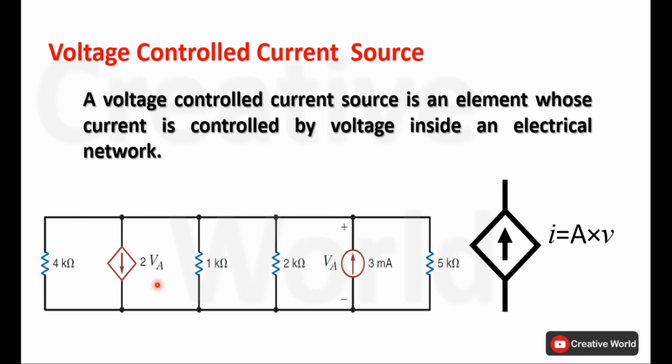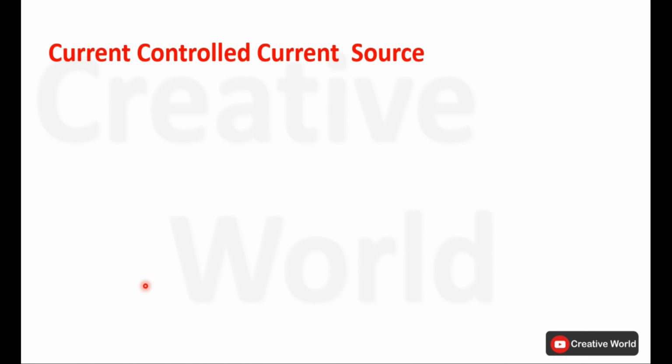Here is the example of voltage controlled current source. The current of this dependent source is being controlled through this value 2 VA, and VA is the voltage across this element. If any change occurs in the value of this voltage, the current through this dependent source will also change. Next is current controlled current source.